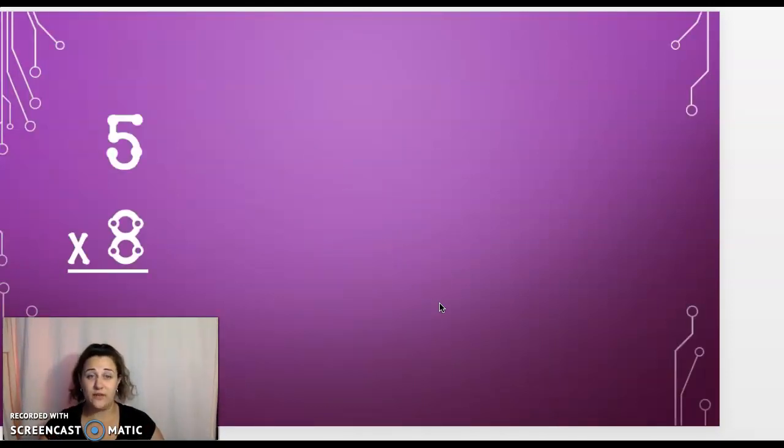So now we have our first multiplication problem. We have 5 times 8. Now, remember, we have a few methods that we could use. We can make equal groups. And to make equal groups, our first number is going to tell us how many groups we need.